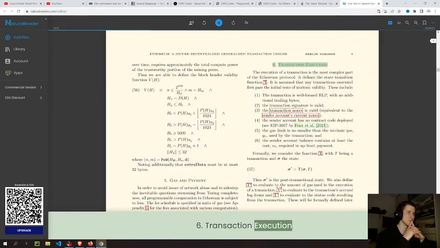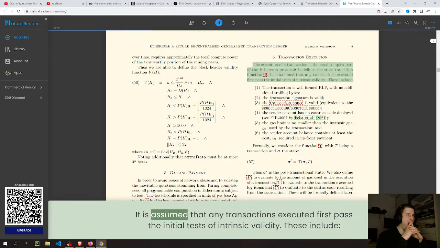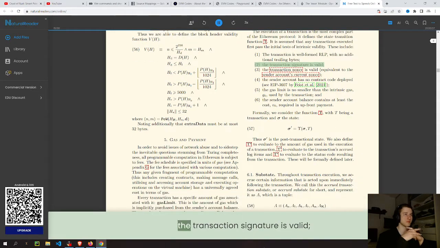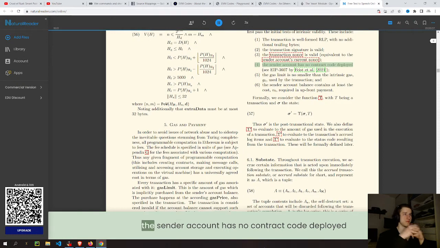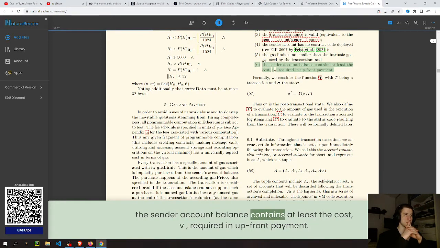6. Transaction execution. The execution of a transaction is the most complex part of the Ethereum protocol. It defines the state transition function Υ. It is assumed that any transactions executed first pass the initial tests of intrinsic validity. These include: the transaction is well-formed RLP, with no additional trailing bytes. The transaction signature is valid. The transaction nonce is valid. The sender account has no contract code deployed. The gas limit is no smaller than the intrinsic gas, g0, used by the transaction, and the sender account balance contains at least the cost, v0, required in upfront payment.